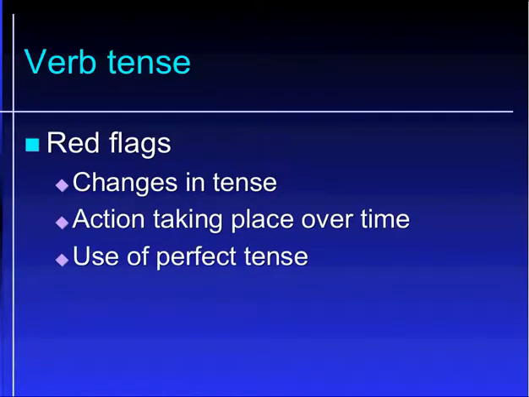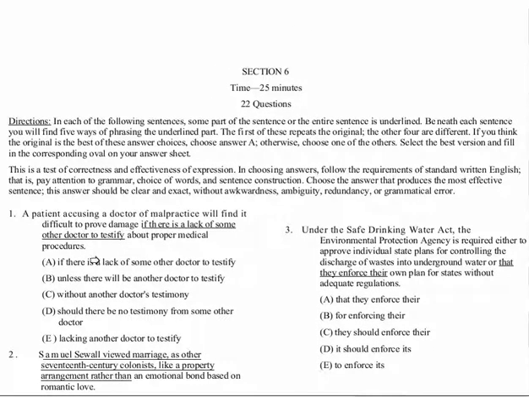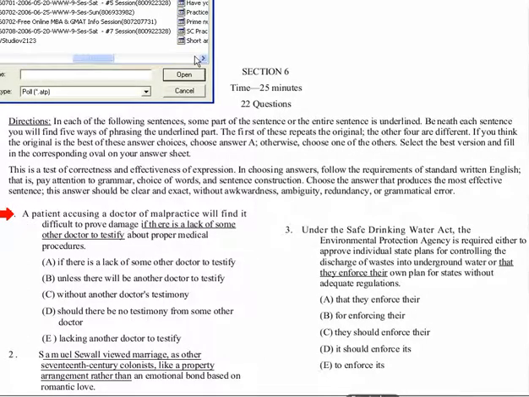And lastly, verb tense. Any sentence where there are changes in tense, any sentence where the action takes place over time, any time you see use of the past perfect or the future perfect tense, you should consider that the question is probably focused on verb tense, and that's going to be where the trickery in the question lies. So, having said all that, let's have a look now at some sample questions. We'll have a look at question 1 first of all, and we'll get off to a start.